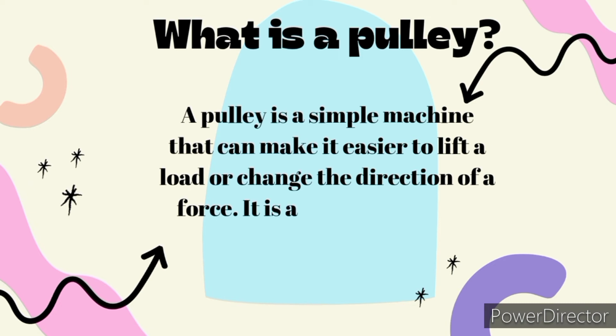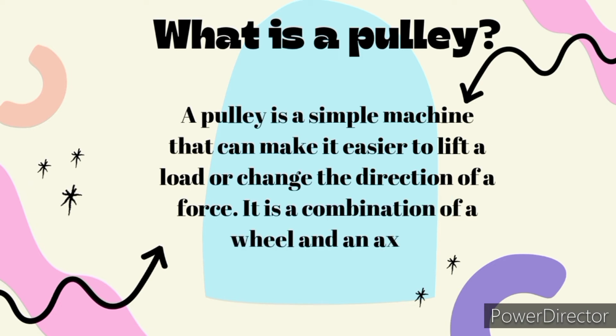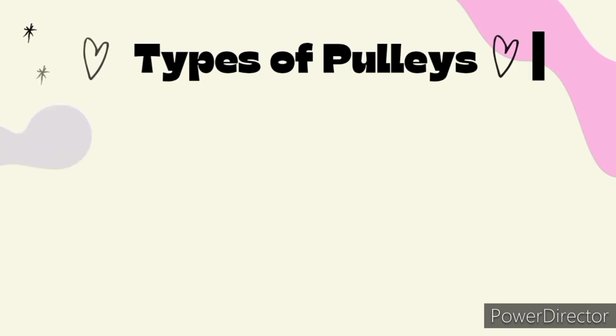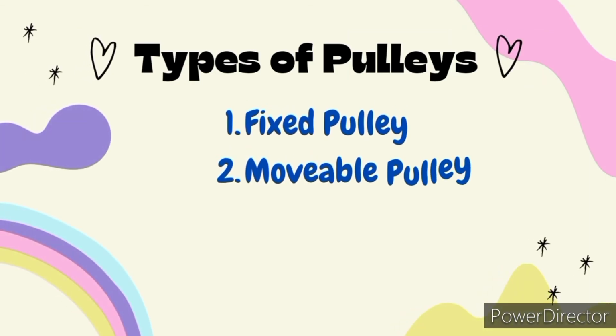So a pulley is a simple machine that can make it easier to lift a load or change the direction of force. Remember the word pulley. It has pull in it. So to pull means to lift. So any simple machine that makes it easier to lift a load or that changes the direction of a force is known as a pulley.